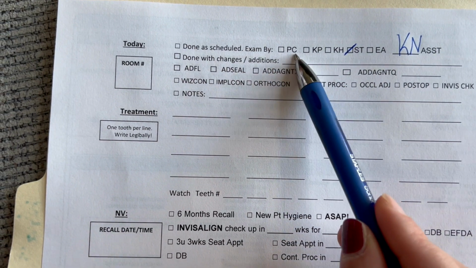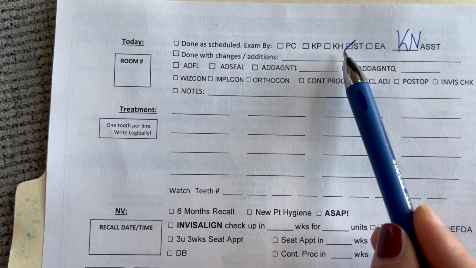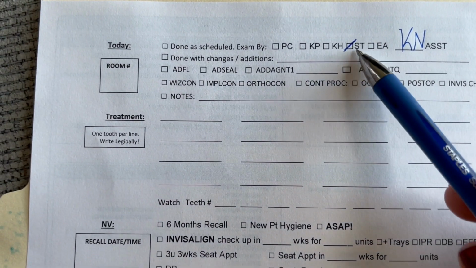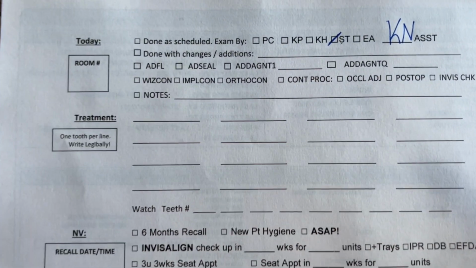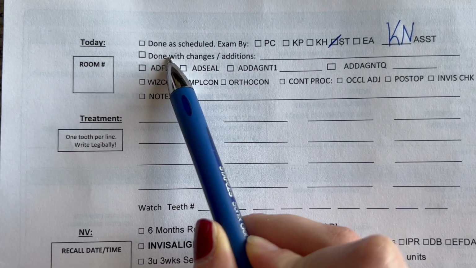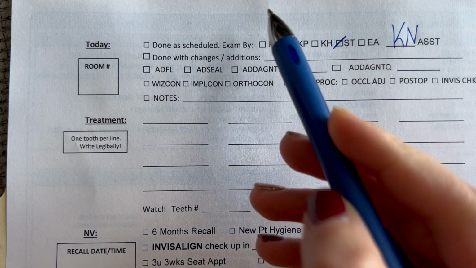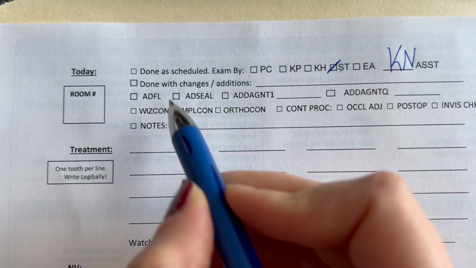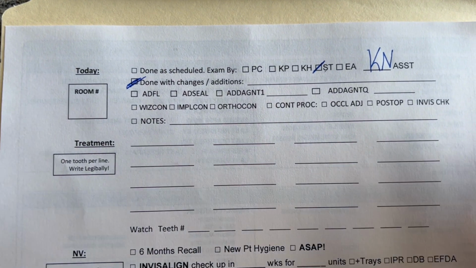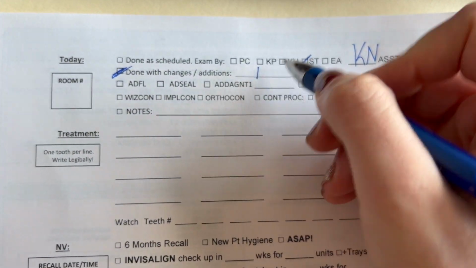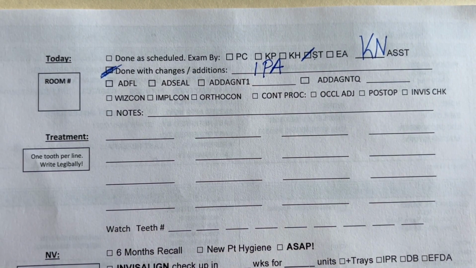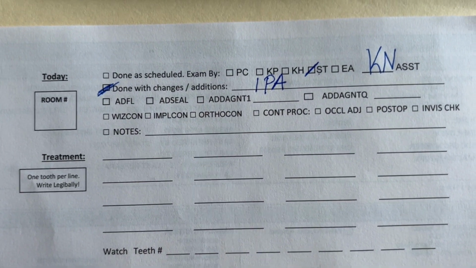So Dr. Phil, Dr. Patel, Dr. K, Dr. Shelley, or Dr. Aka. In this case, we're going to do Dr. Shelley. Was your procedure done as scheduled, or was it done with changes? So for this example, since we did a crown, we're going to say it was done with changes. We needed to add an extra 1 PA for insurance purposes. So make sure you always write down if you do any additional stuff in the procedures.